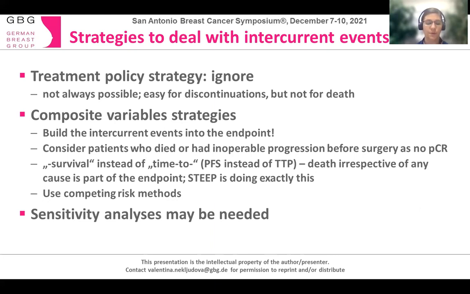recommended to report both. Another case where sensitivity analysis may be needed is when patients receive non-protocol treatments before reaching the endpoint.